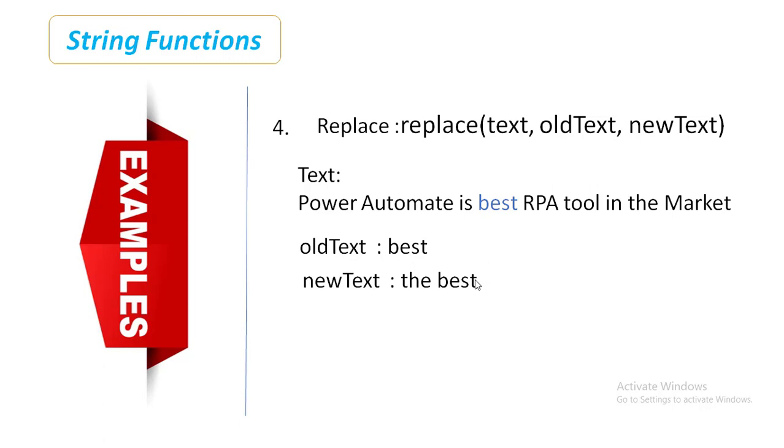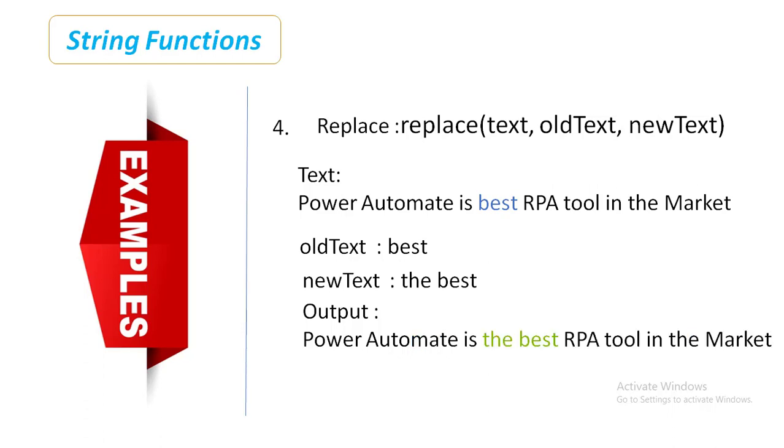In that case, if I use the replace string function, what will happen? The new output will come in such a way. Power Automate is the best RPA tool in the market, right? So the old value will be replaced with the new text, that is "the best", so that the output will come as "Power Automate the best RPA tool in the market".